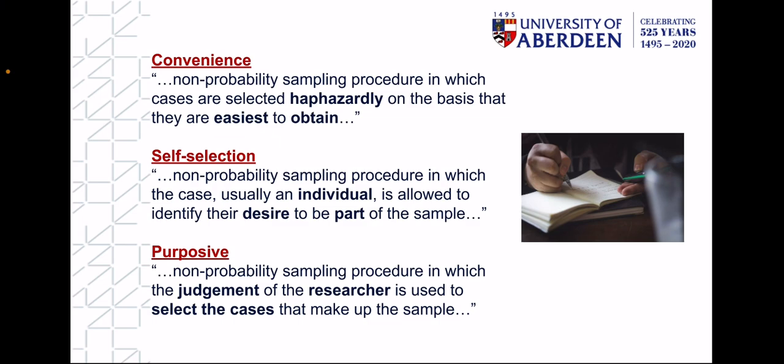Now, another non-probability sampling technique is what we call self-selection. Self-selection is a sampling technique that occurs when you allow each case, usually individuals, to identify their desire to be part of the research.